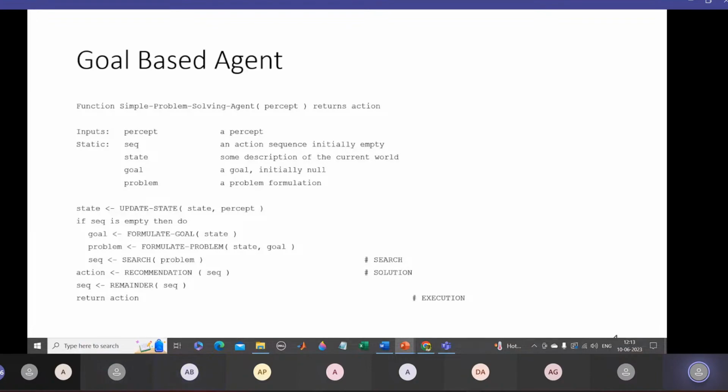So always we have to update the state based on the percept, and what is the current state. The sequence is empty, then you have to formulate the goal. Nothing was given, so you have to formulate it based on the state. Then you have to formulate the problem based on your goal and your current status, and you have to search. The action will be some recommendations, do this way, do that way, and the sequence will be the remainder. This is an algorithm-like thing.